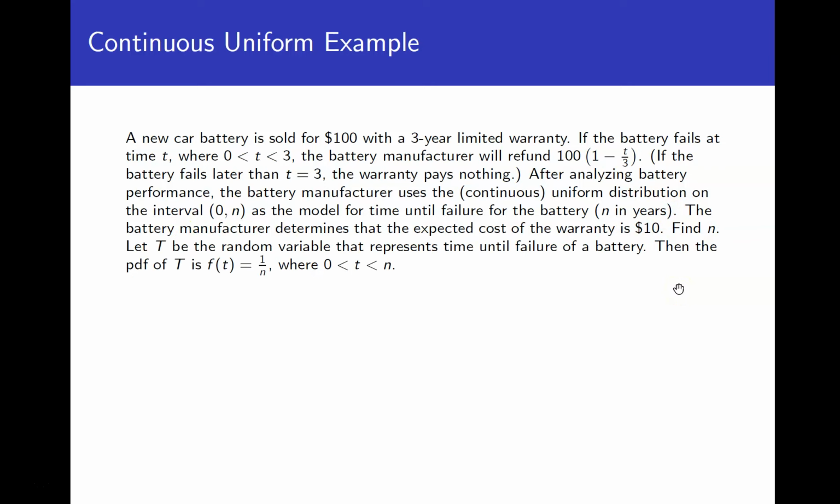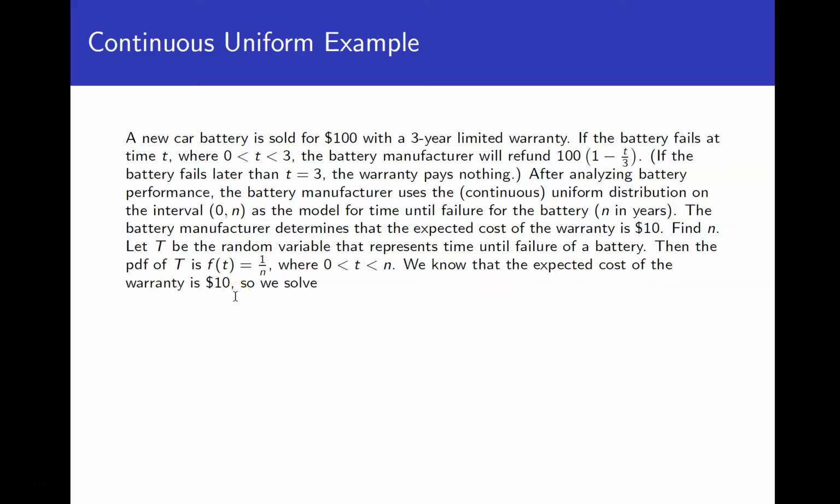the N. Okay, so we were told that we have a continuous uniform distribution for the time the battery fails. So if it fails on the interval from 0 to N, our PDF must be 1 over N, where T ranges from 0 to N. Now, the expected cost of the warranty is $10.